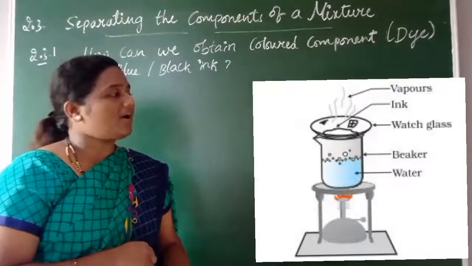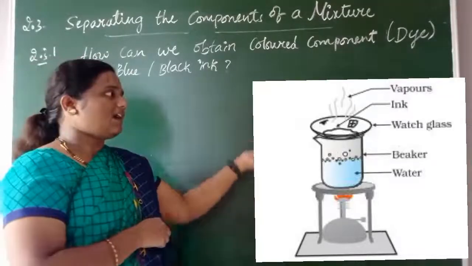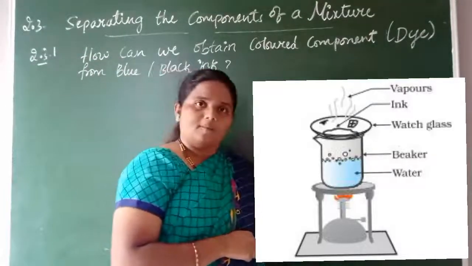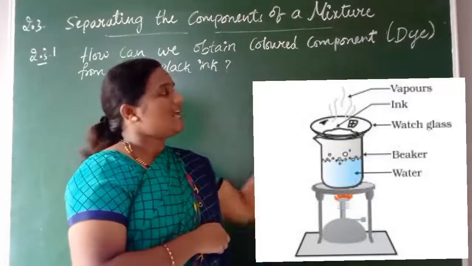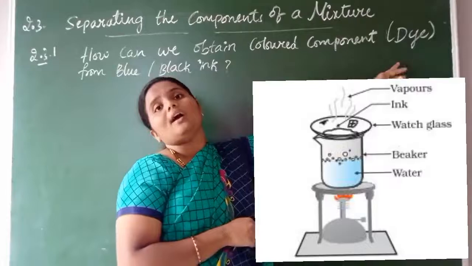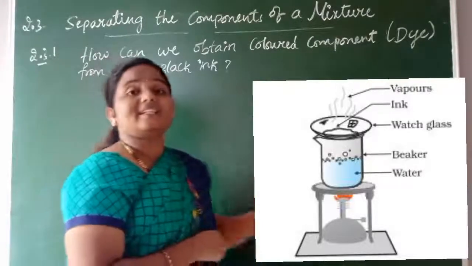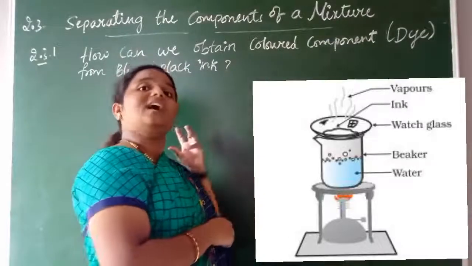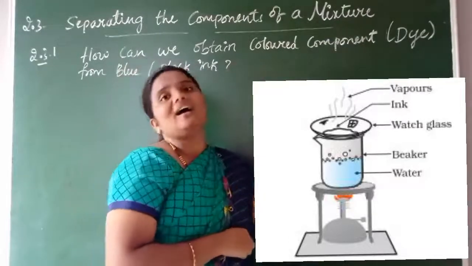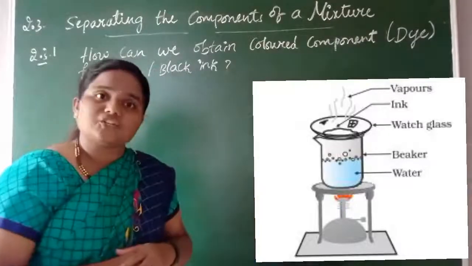Understand my point, children? First we took a beaker and filled it with water. Then we placed one watch glass, in which we kept a small amount of dye. When we heat this beaker, it starts separating the liquid component from the colored thing. Isn't it, children? So what is our conclusion?